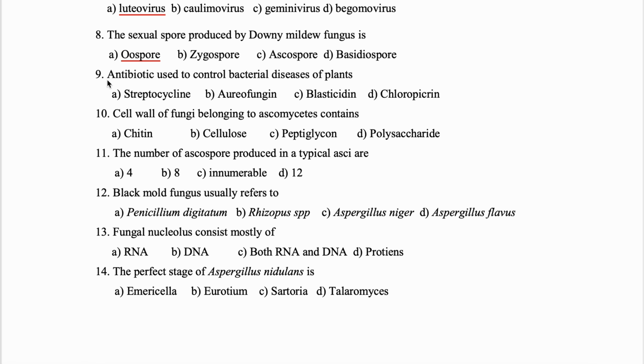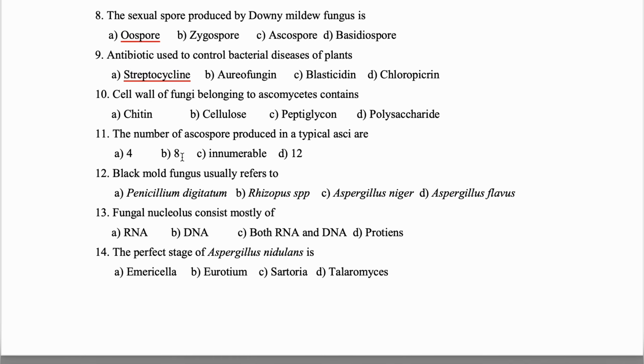Okay. Question 9. Antibiotic used to control bacterial disease of plants. Which antibiotic it can be? It is streptocycline. Next, question number 10. That is, the cell wall of fungi belonging to Ascomycetes. That is the higher fungi. So the answer will be chitin.